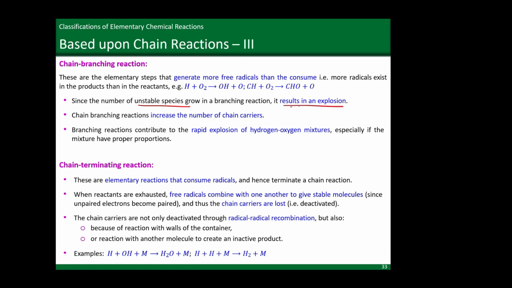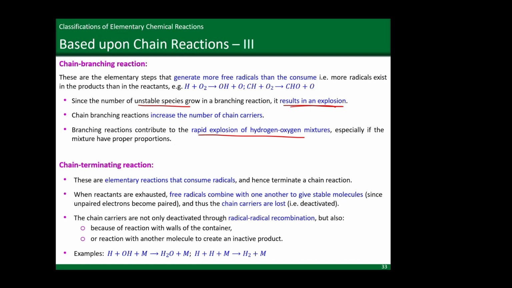And this is what results in an explosion, depending on how much energy you release here. So this is a very, very important step. This is an explosive step, and it rapidly increases the number of chain carriers, right? And when the number of chain carriers increases, that's when the chain reaction starts to move very, very quickly. And essentially, this branching reaction is something that contributes to the explosion of any combustible mixture.